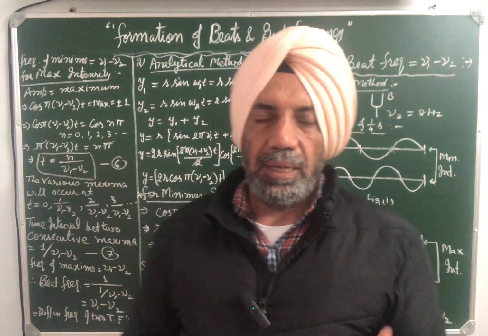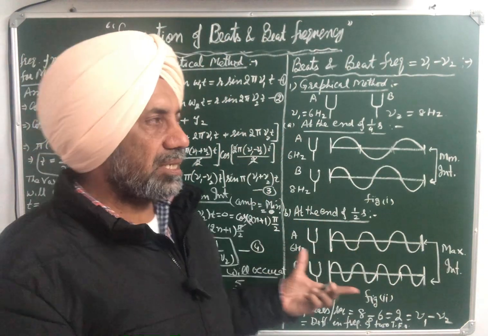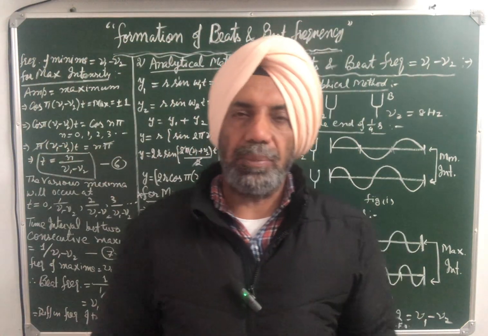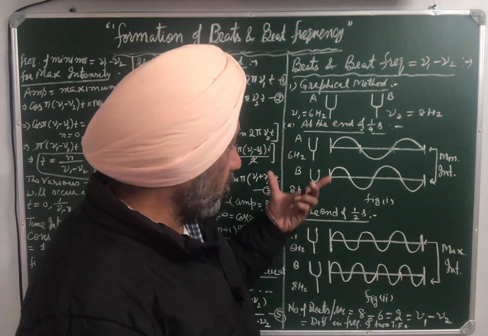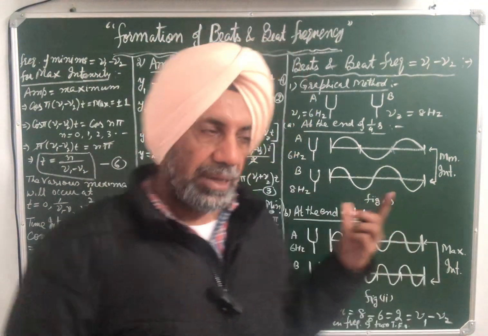So this is all about what beats are, what beat frequency is, and how beats are produced, and that beat frequency is equal to the difference in frequency of two sources, by the graphical method as well as the analytical method.